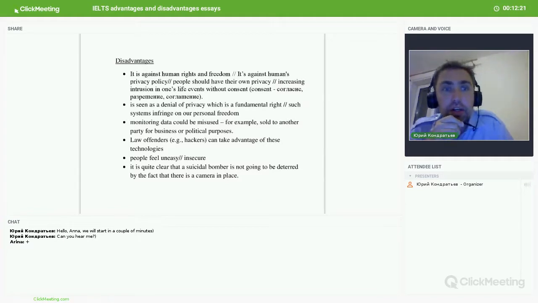Besides, especially in Russia, monitoring data could be misused, for example, sold to another party for business or political purposes. Then law offenders, criminals like hackers, can take advantage of these technologies. People feel uneasy if they have cameras or insecure. As one of my students said, people will feel uneasy when they're being killed rather than when there are cameras around. So it is quite clear that a suicidal bomber isn't going to be deterred by the fact that there is a camera in place.